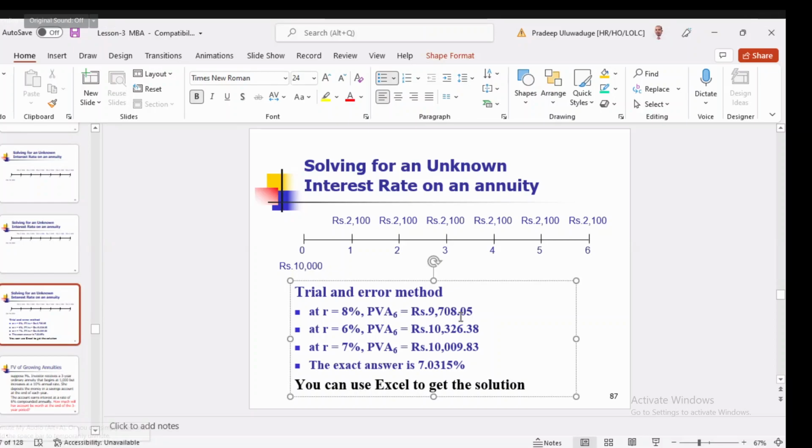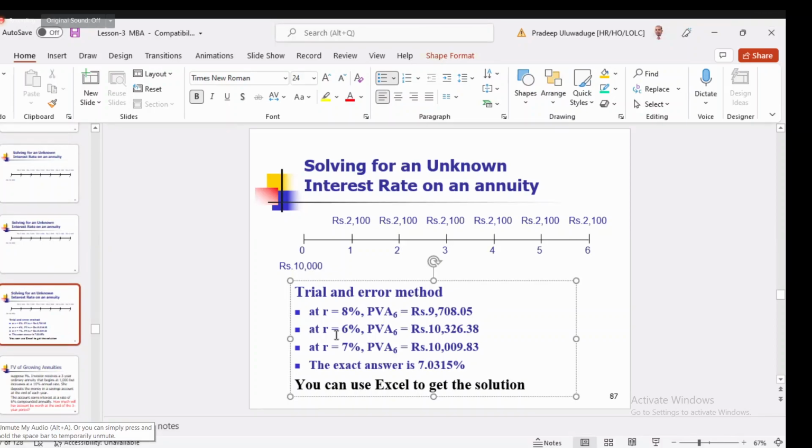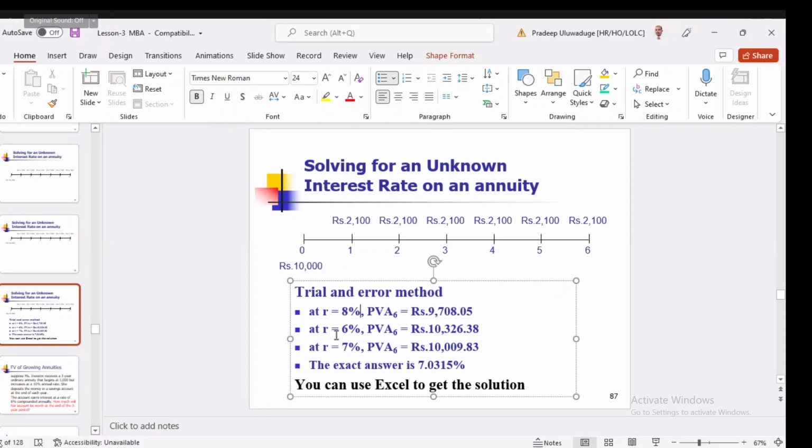So we reduce it to 6% and then calculate the present value. Instead of 10,000, it becomes 10,326 and 38 cents. Right? Now we see that it gives a present value which is greater than 10,000. What we want is exactly 10,000. So we have to try a rate between 8% and 6%. Right? Between 8% and 6%.